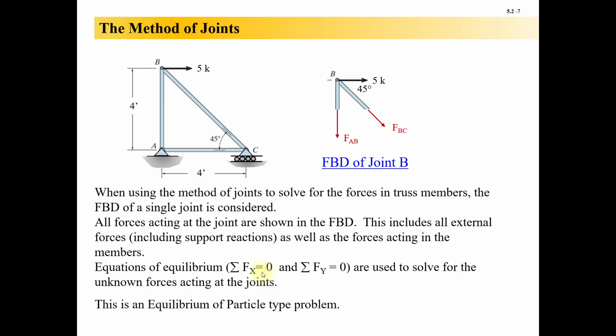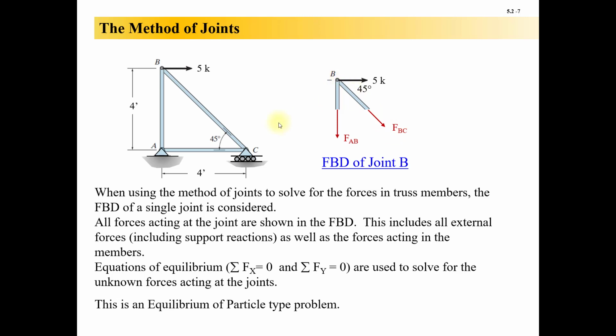Again, a particle problem. Moment equations have no business here because there is no moment caused by any of these forces about point B. So you're just out of luck. You can try to build a moment equation, I guess, but all the moment is going to be zero because all of these distances are zero, because all these forces have lines of action acting through point B.